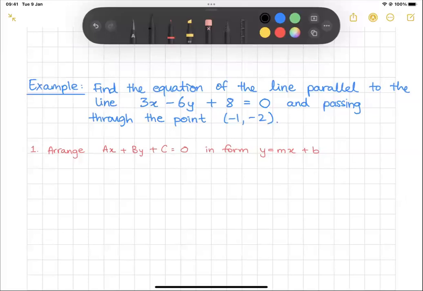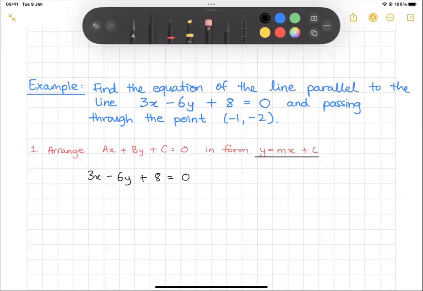My first step is to arrange ax plus by plus c equals 0, which is my general form, into my gradient intercept form, y equals mx plus b, or in this case, y equals mx plus c. Okay, so we need to arrange our equation, which is 3x minus 6y plus 8 equal to 0, into the form of y equals mx plus c. Basically, in simple terms, make y the subject. Okay, make y by itself.